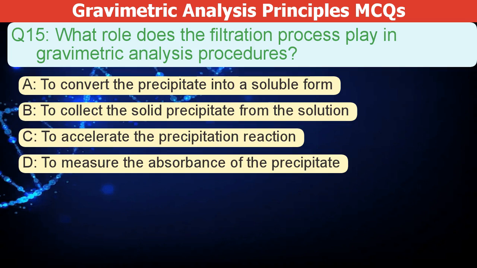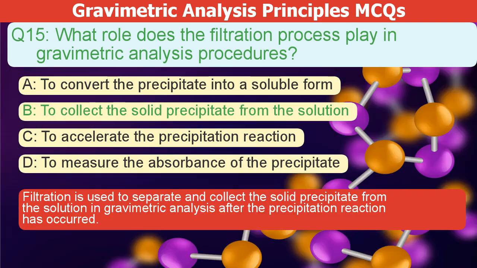What role does the filtration process play in gravimetric analysis procedures? A. To convert the precipitate into a soluble form. B. To collect the solid precipitate from the solution. C. To accelerate the precipitation reaction. D. To measure the absorbance of the precipitate.